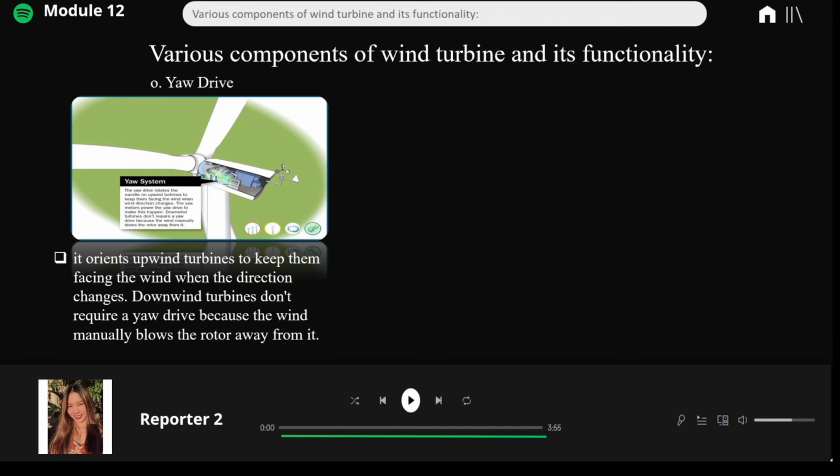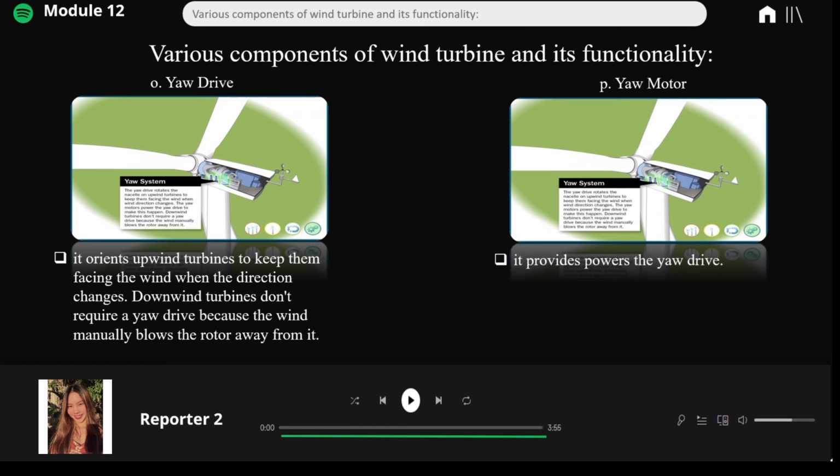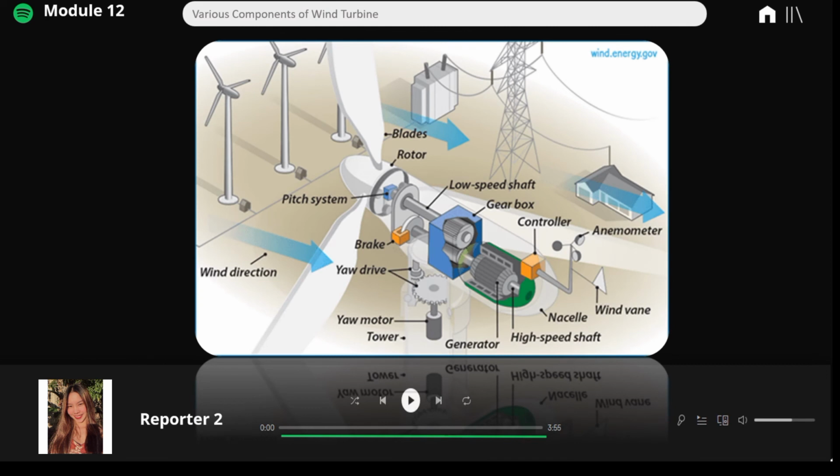So, these components ensure that the wind turbine is producing the greatest amount of electric energy, and they are also used to keep the rotor facing into the wind as the wind changes direction. Then, the yaw motor. It powers the yaw drive. So, the yaw motor is simply to provide power to the yaw drive. And as the slide shows, these are the different components of a wind turbine completely.